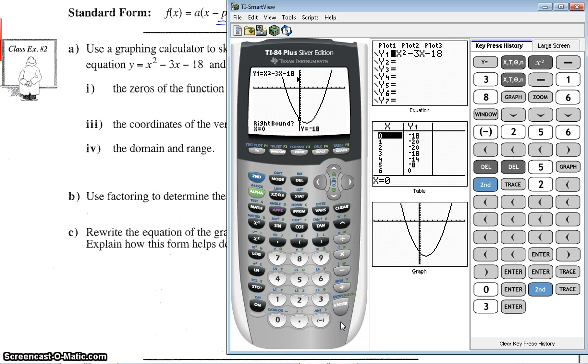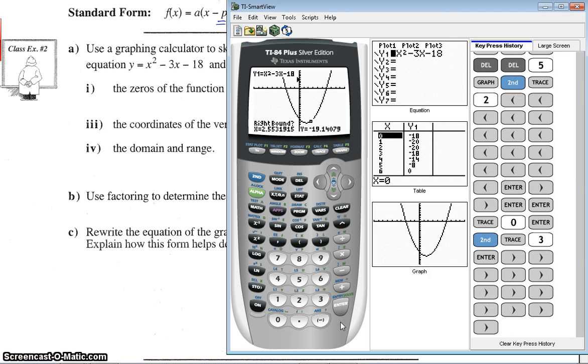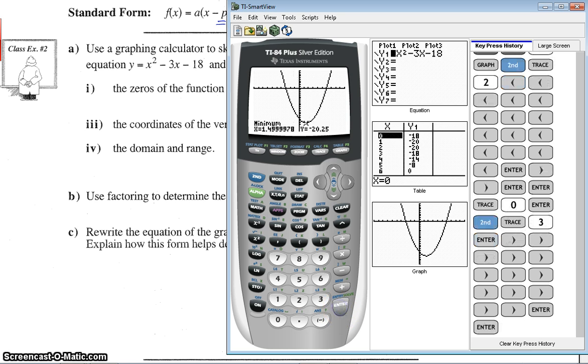Let's hit enter. Now we want to move with our arrow over to the right till we think we're right of it. Yeah, one more. There we go. We should be there. Hit enter, and again, for guess, just hit enter again. Calculator will find it. All right, so our vertex, that 1.49999, that's basically 1.5. And our y coordinate, -20.25.